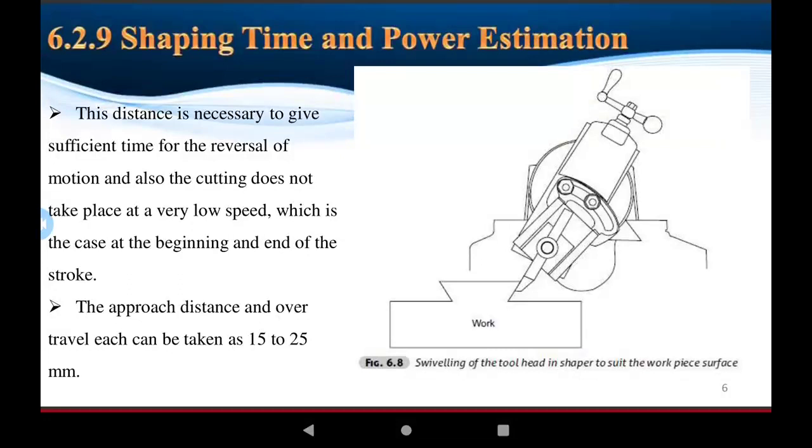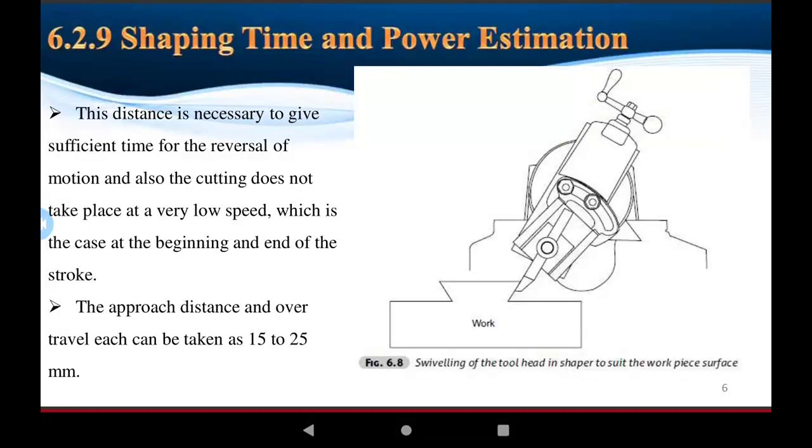the reverse stroke. The forward stroke is the tool performing the work, and the speed is medium. The return stroke of the machine is at very high speed, and the tool is also returned to the original position to perform the work again. Okay, and the cutting does not take place at a very low speed.